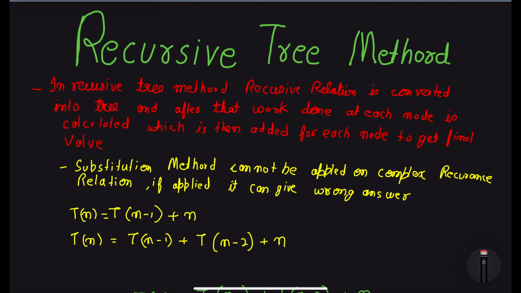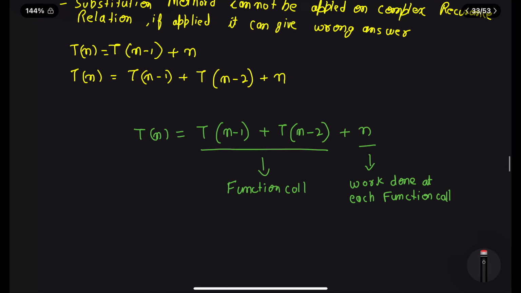A recursive function generally has two parts. So let's take a recursive relation which is T(n) = T(n-1) + T(n-2) + n. So it has two parts. The first part is the function call, where we call the function again and again with different values, and the other part is the variable part. So this is the actual time consumed at each function call.